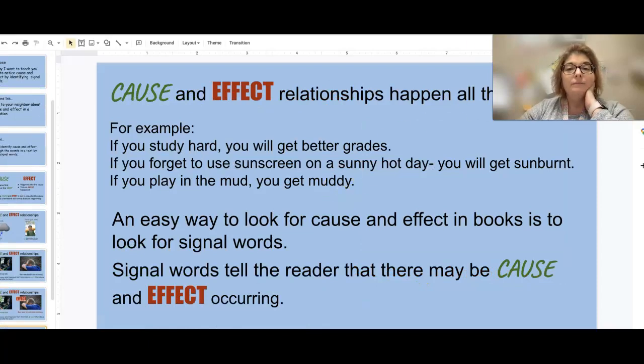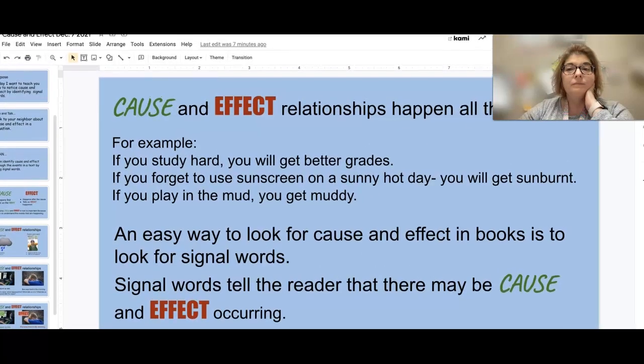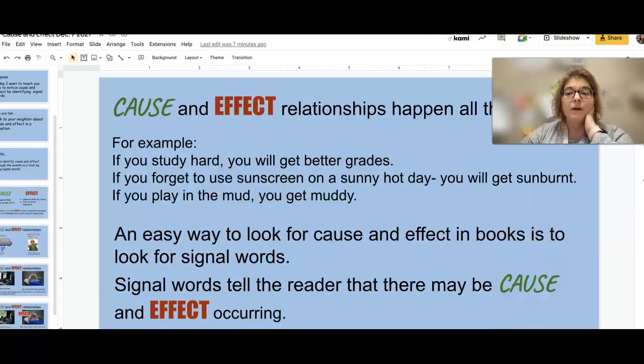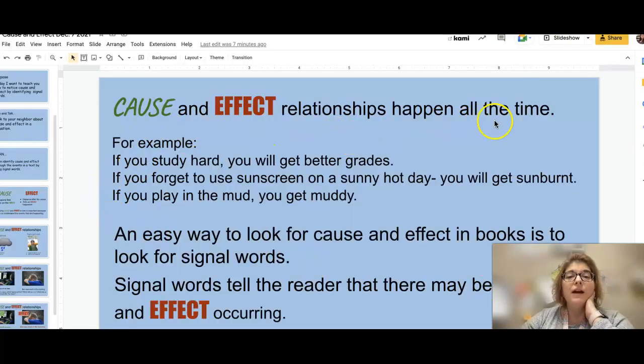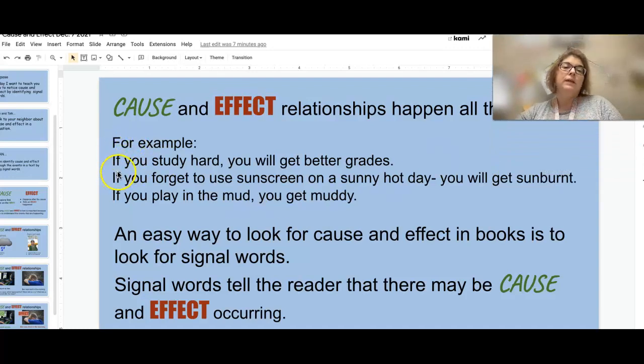All right. Cause and effect relationships happen all the time. So let's take a look at this example. For example, if you study hard, you will get better grades. Okay? I got better grades because I studied hard. Okay? The cause is I studied hard. The effect is better grades.